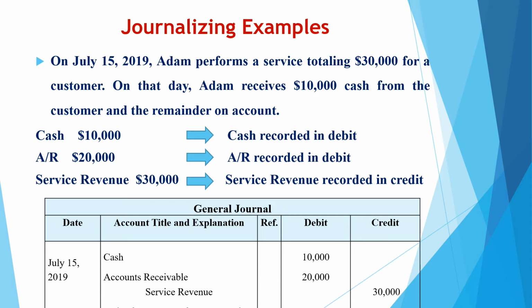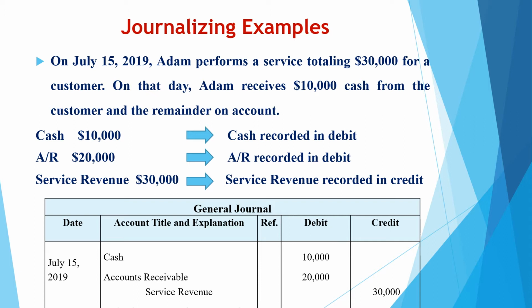Now, which of these three accounts should be recorded in debit and which in credit? For cash and accounts receivable, both are asset accounts, and we know that asset accounts have a debit normal balance, so they increase in debit and decrease in credit. For cash, we receive $10,000 cash, so the cash would increase by $10,000. For accounts receivable, it is increased by 20,000 since it is the credit customer's account. And in this example, the amount remaining from the customer is 20. So cash and accounts receivable should be recorded in debit.